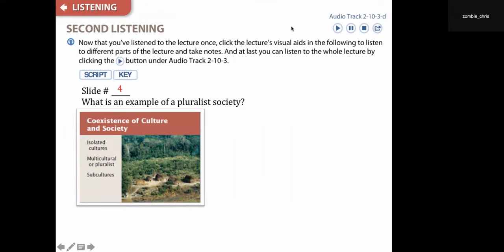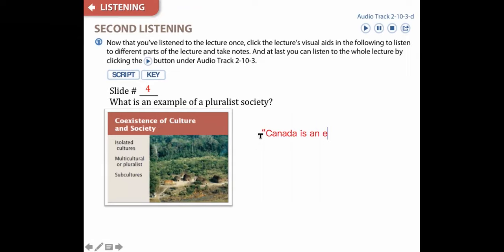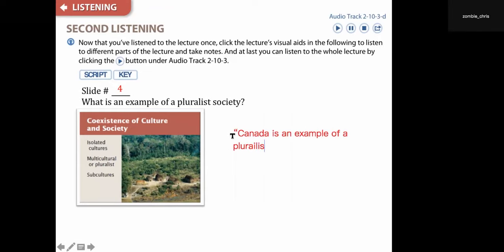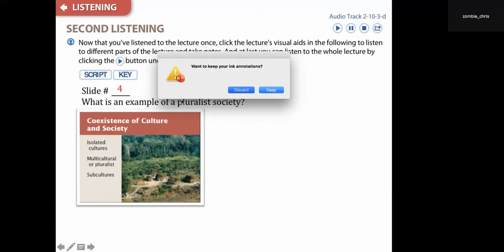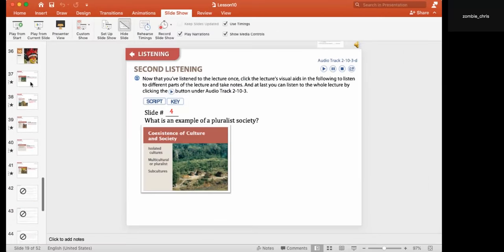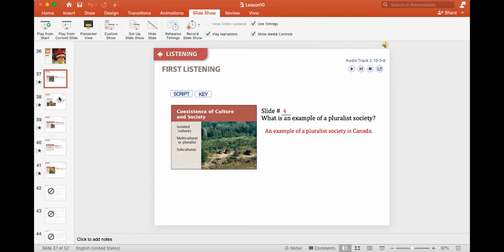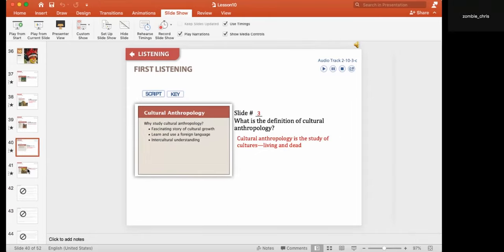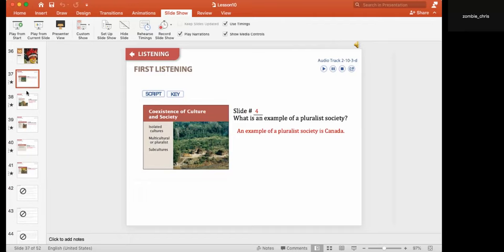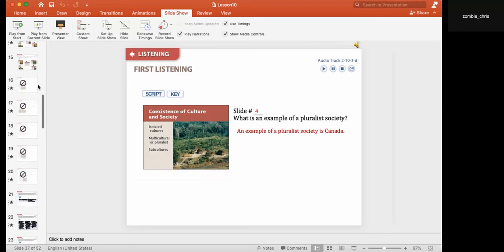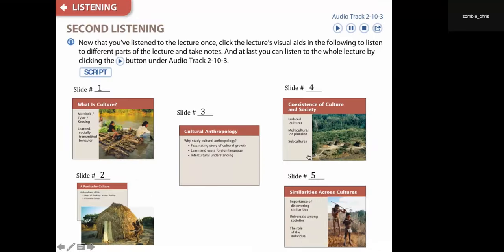Now, I can't hear this. I think this is a mistake in the book. I've listened to this a number of times. I'll give you the answer. So the answer that they've got in the textbook is Canada. It's also on the slides. I've listened to this about six times. An example of a pluralist society is Canada. I can't hear the word Canada in this at all. Maybe I'm just blanking, so I'll give you the answer straight away and we can just listen, see if you can hear it.